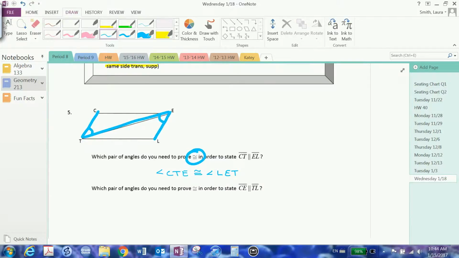Okay, so now let's flip it around. Let's say instead of proving CT parallel to EL, we wanted CE parallel to TL. So now we're doing these guys parallel. I think I'm going to use the same transversal, right? And in that case, I want these to be parallel. So now I want angle CET congruent to angle LTE. Okay? All right.